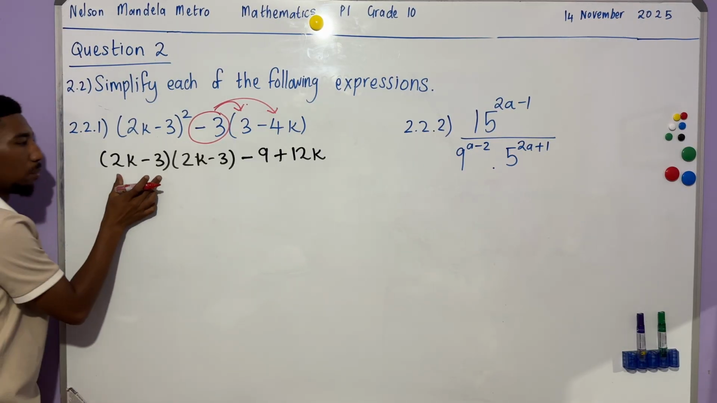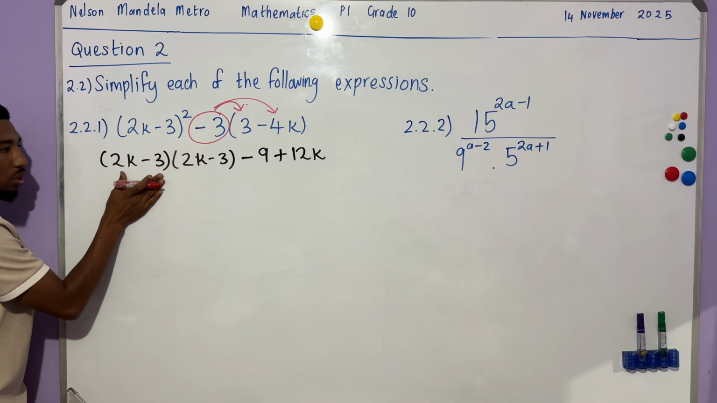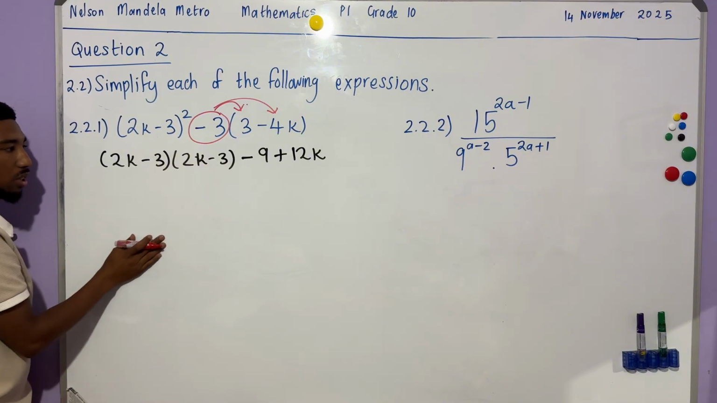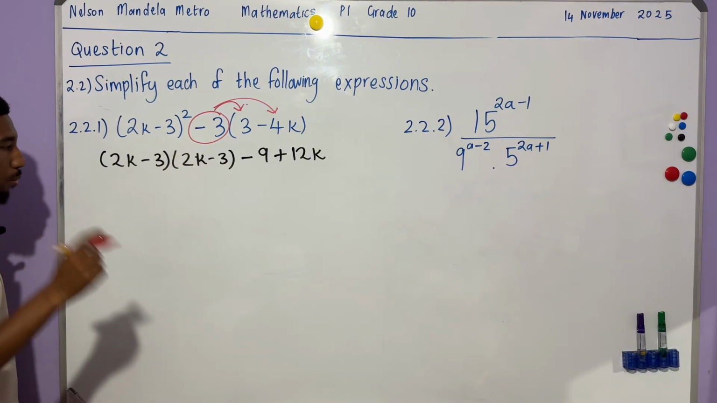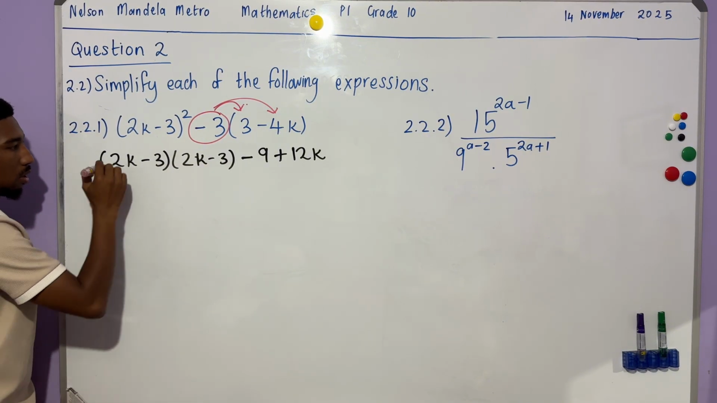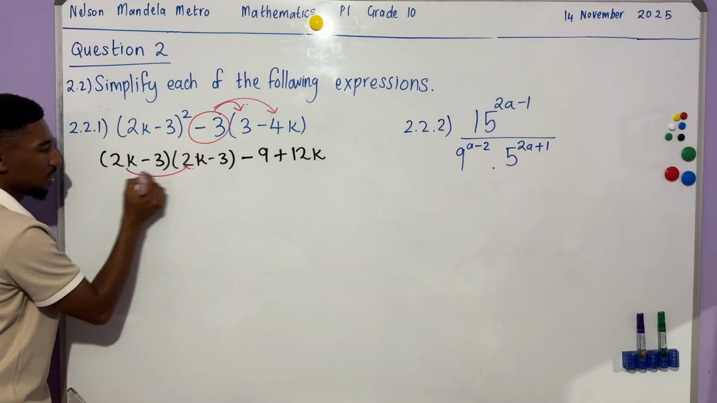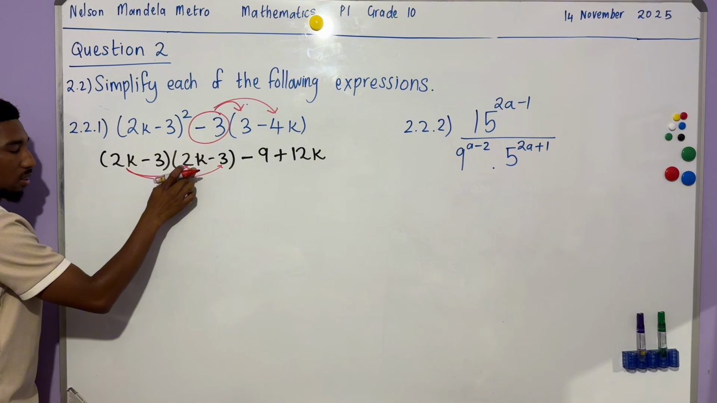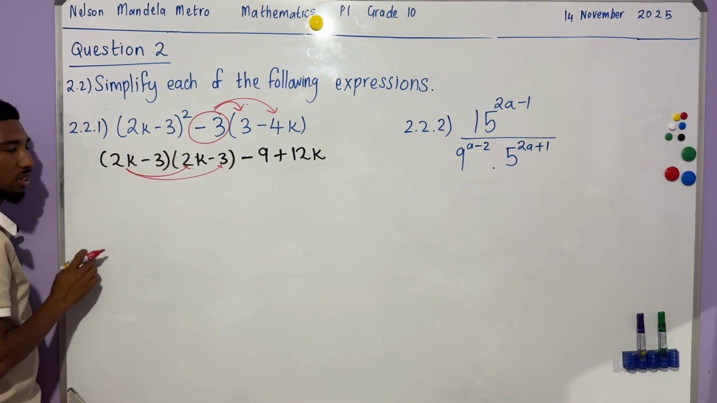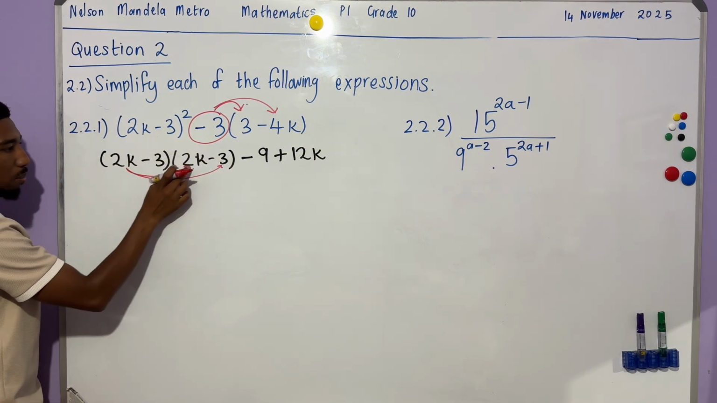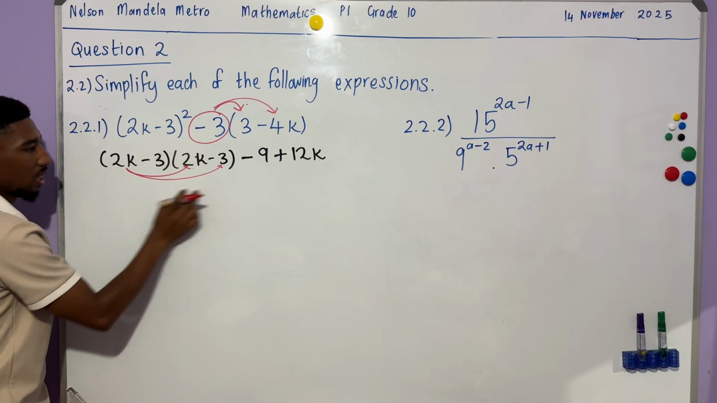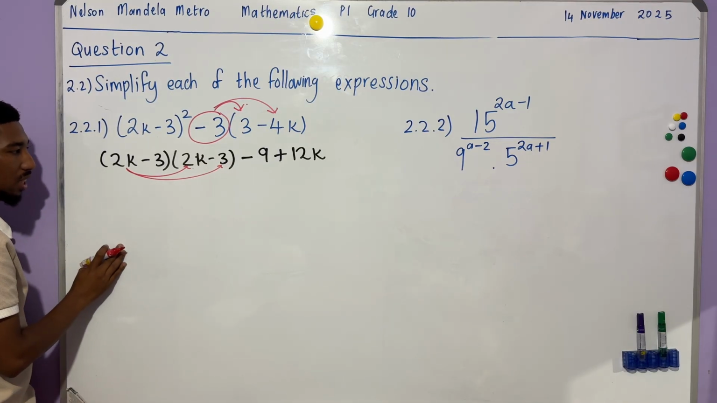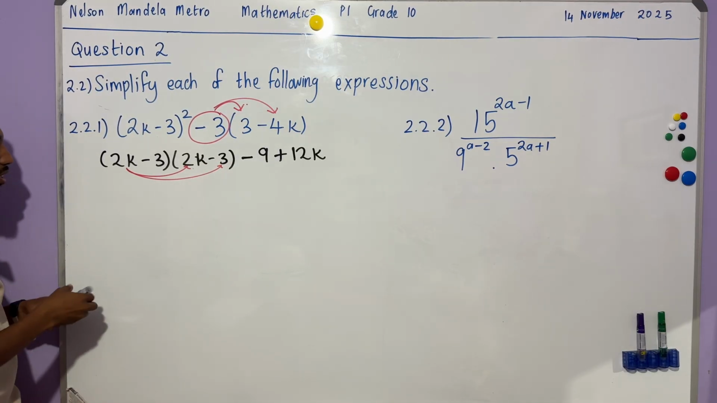Next we have a binomial and a binomial, which is 2 terms multiplied by 2 terms. So the first thing we do is FOIL. We multiply the first term inside with the first term of the second bracket and the second term of the second bracket. So we say 2k multiplied by 2k and 2k multiplied by negative 3. So let's do that first.